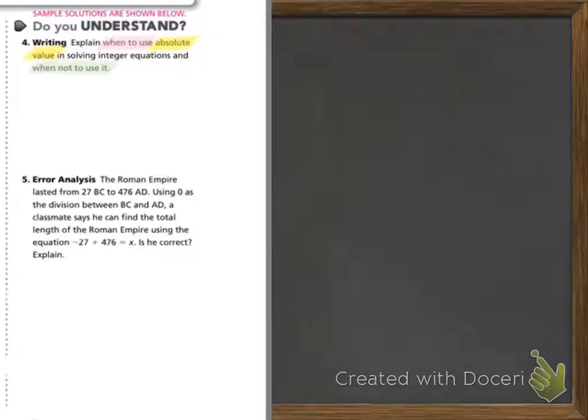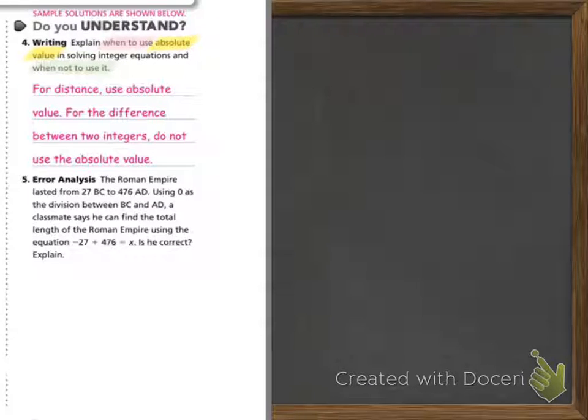Well, let's look at that. For distance, we use absolute value because distance can never be negative. If you just want the difference between two integers, so if you want to subtract two integers, then you do not use absolute value. So you only use absolute value when you want distance. If you just want to subtract, you don't use absolute value because then you'll get an inaccurate answer. You'll get the forced positive because absolute value chops off the negatives, since it's saying for distance. So you'd be changing your answer. So you only use absolute value when you want distance. Otherwise, you don't need the absolute value.